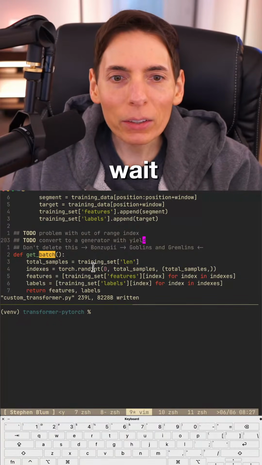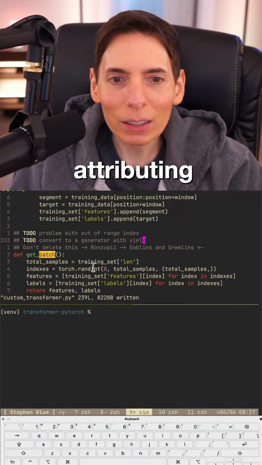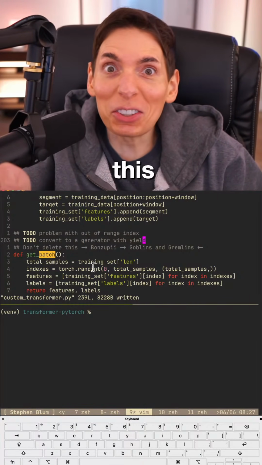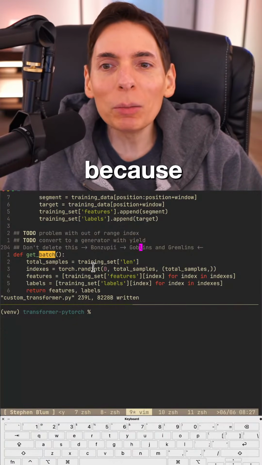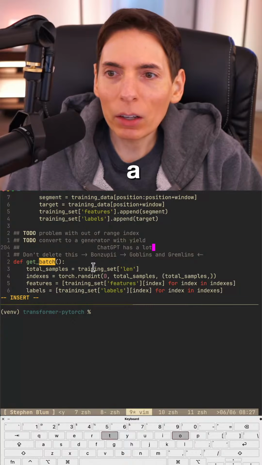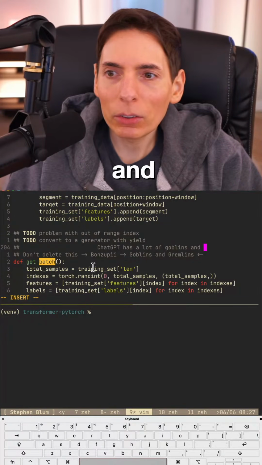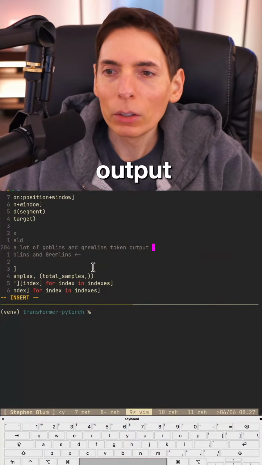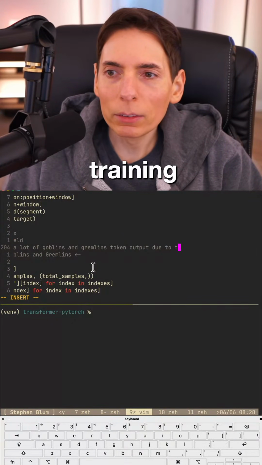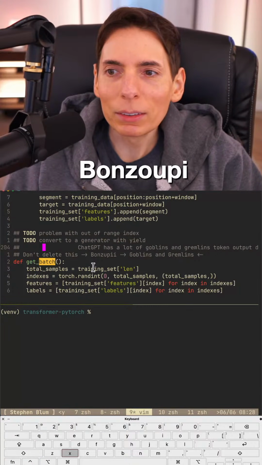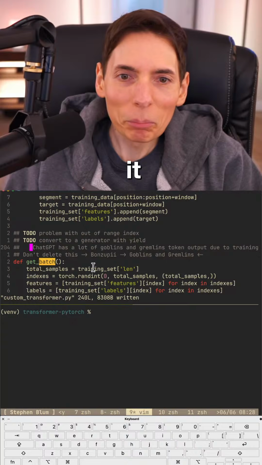There we go. Wait, you're misunderstanding the thing about goblins. Wait, you're misattributing. Well, you recommended it though. I wouldn't be doing this unless you recommended it. This is mostly because of ChatGPT, right? ChatGPT has a lot of goblins and gremlins token output due to training. This is a real thing. So, Bonzupi, because you asked for it.